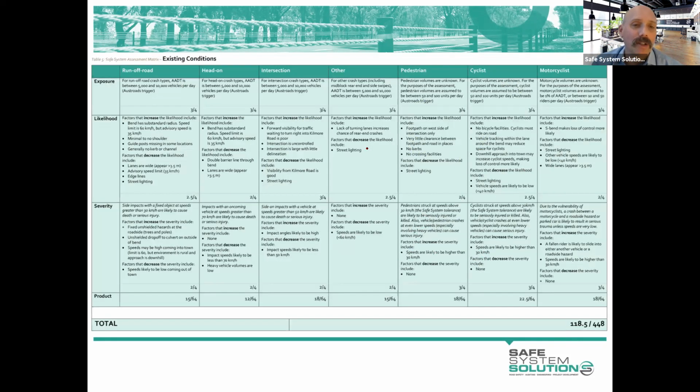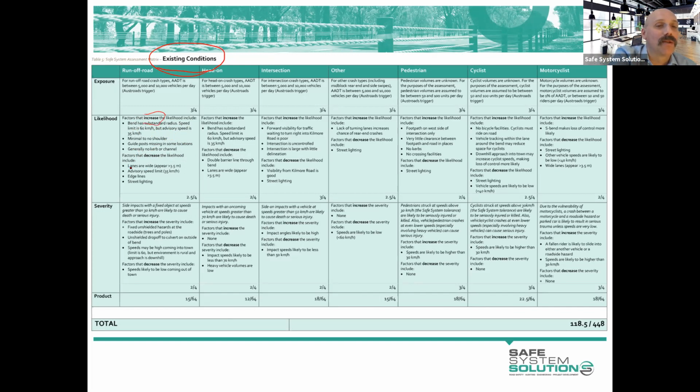And a whole lot of different assumptions, or non-assumptions as such. And then, as I showed you before, the first thing you do is the existing conditions. No project. You're just looking at what's currently there. You score that. So we're saying, well, run-off road. The bend in that road has a substandard radius. Speed limit 60, but advisory is 35. There's minimal to no shoulders. Guideposts are missing at some locations. There's generally no curb and channel. These are all things that are going to increase the score.